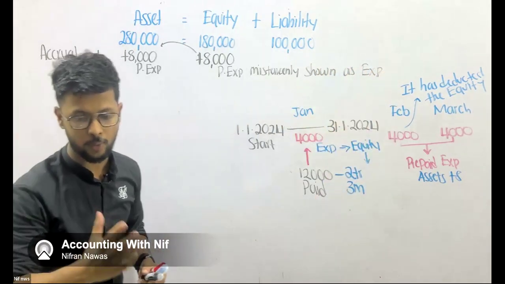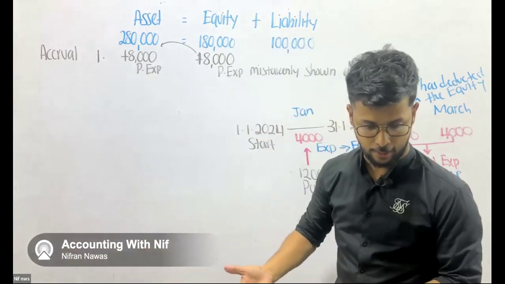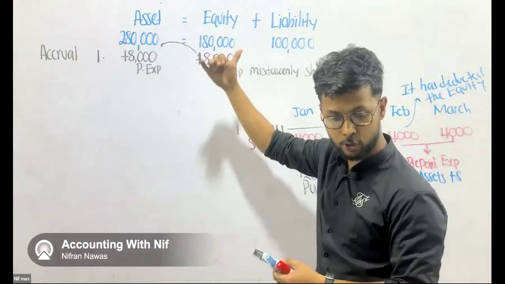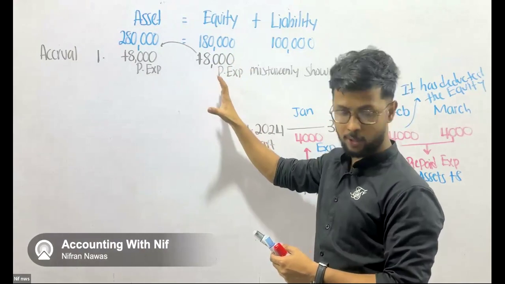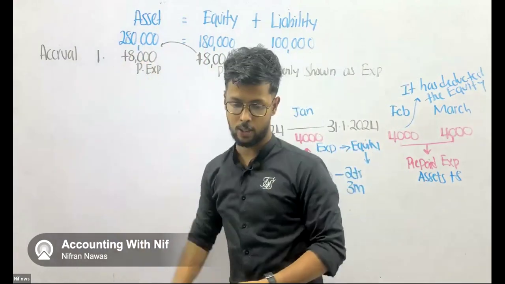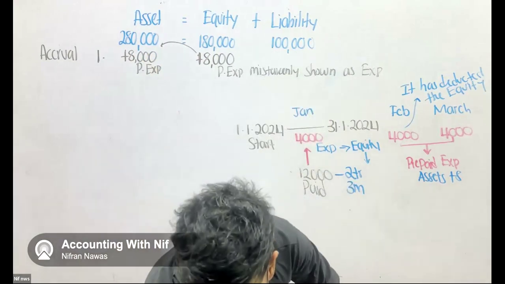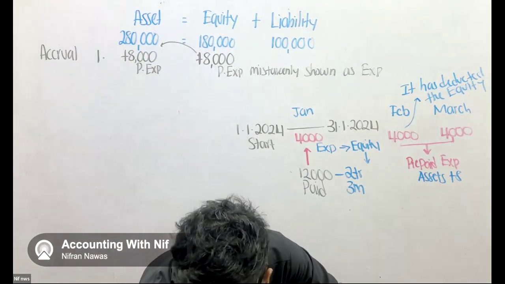Okay, that is the way you correct the first error, right? You add back the equity because you deducted it mistakenly. You add back the equity, and then that 8,000, is that an expense or asset? It is an expense, so you go and show that as an asset. Okay. Sir, is it a current asset? Yes, it is a current asset.